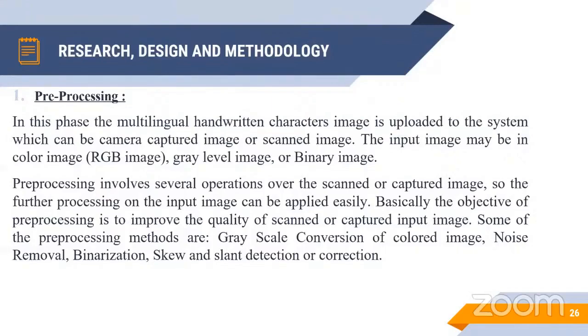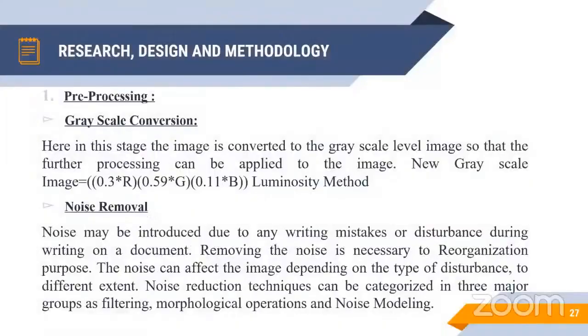Basically, the objective of pre-processing is to improve the quality of the scanned or captured input image. Some of the pre-processing methods are grayscale conversion of the colored image, noise removal, binarization, and skew and slant detection and correction. In the gray conversion, the RGB value is computed as 0.3 times R, 0.59 times G, and 0.11 times B, red, green, and blue. This method is used. In noise removal, removing noise is very necessary when I want to go for image processing.